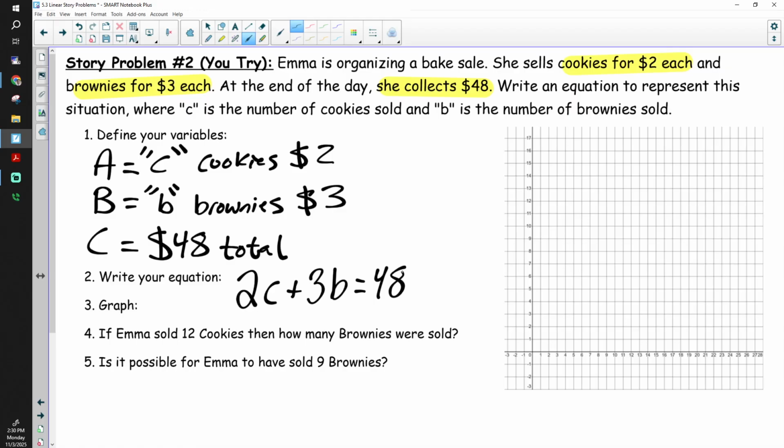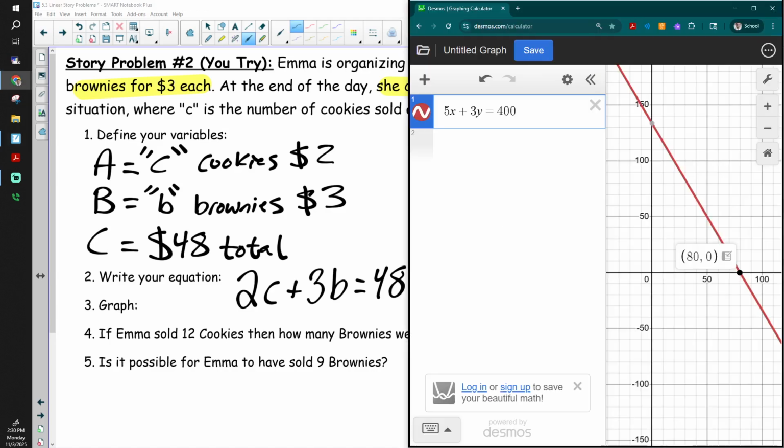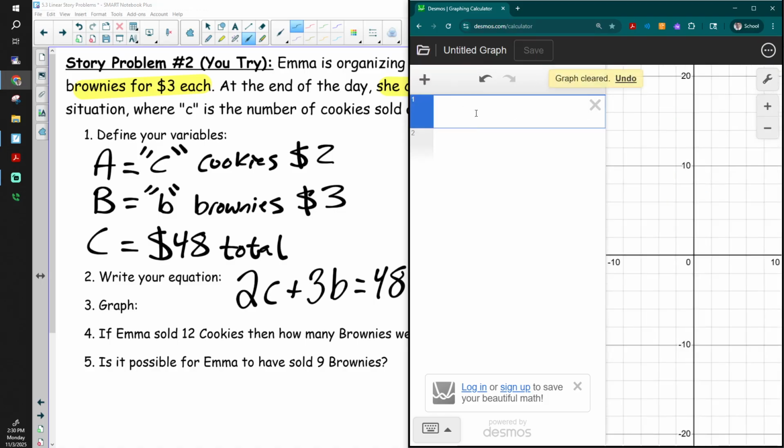Now, when we put it in Desmos to graph it, we can't use C and B. Desmos doesn't like C and B. It likes X and Y. When you put in X and Y, we will get our graph that we can plot. So we got 2x plus 3y equals 48.